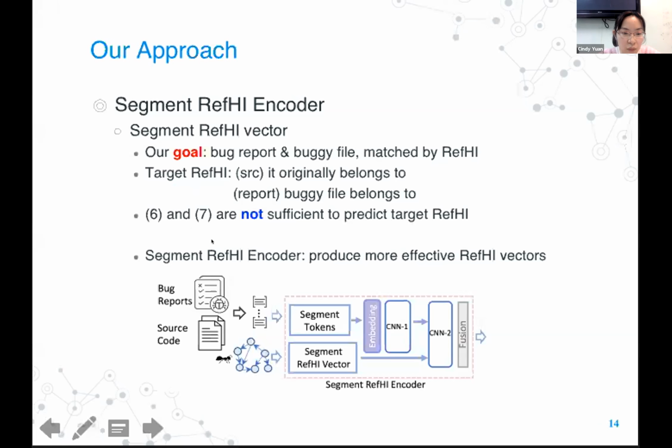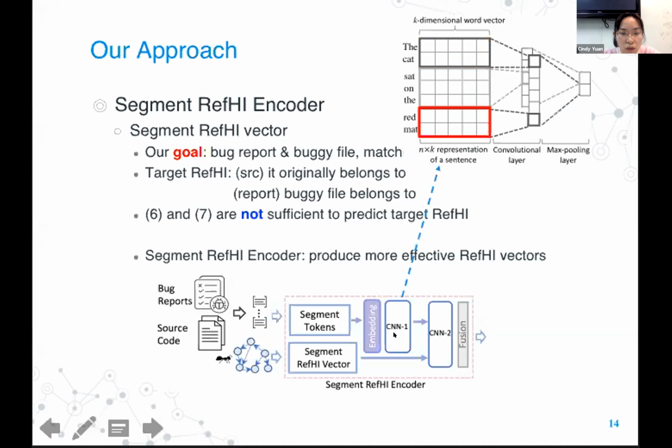So we designed a segment ref HI encoder. At first, documents are split into same-sized segments. Then in this encoder, the segment tokens are embedded and input into CNN1. The detailed structure of CNN1 is shown in this figure. At the same time, we create segment ref-HI vectors similarly to formulas 6 and 7, then input these two vectors to CNN2. The output of CNN2 is also an NHI dimensional vector, showing the probabilities of the NHI intervals that the current segment belongs to.